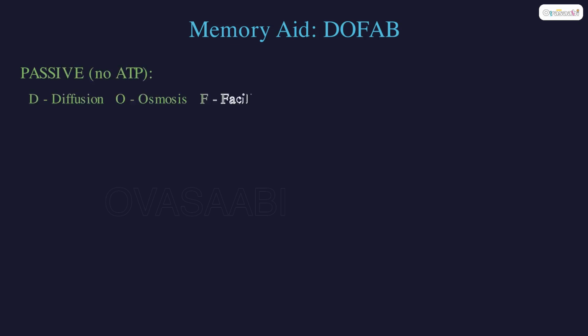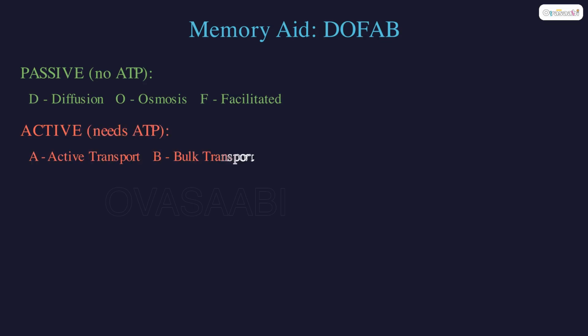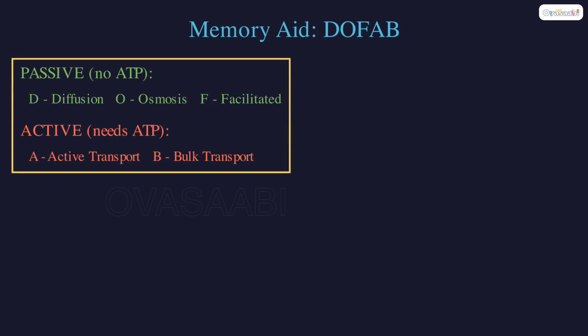Memory aid. DOFAB minus diffusion, osmosis, facilitated are passive. Active and bulk need energy. Passive is free. Active pays the price.